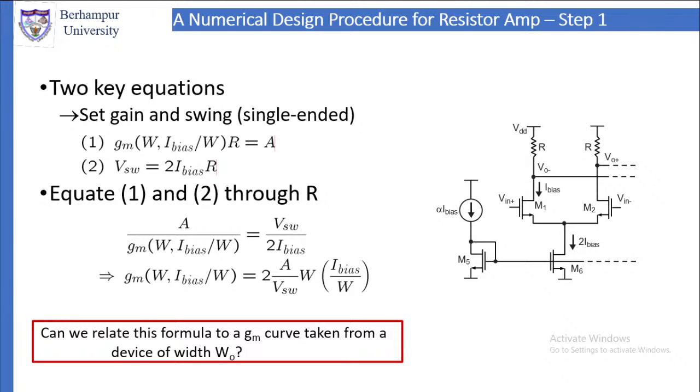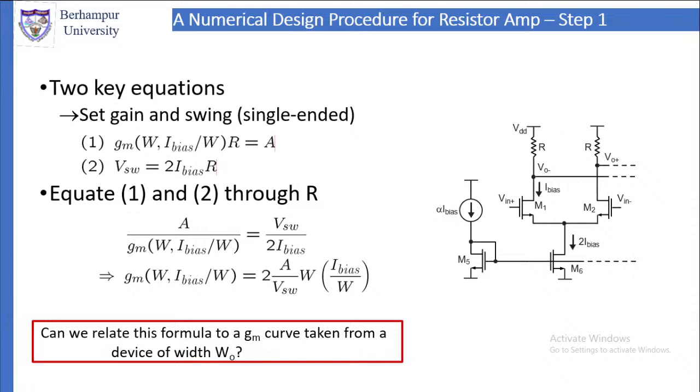Now let us look at a numerical design procedure for a resistor amplifier. So we are designing the amplifier using resistors. You can see the circuit here, on the right hand side. You can see the two resistors that are used in the design of the difference amplifier. M1 and M2 are the two transistors which form the difference amplifier.